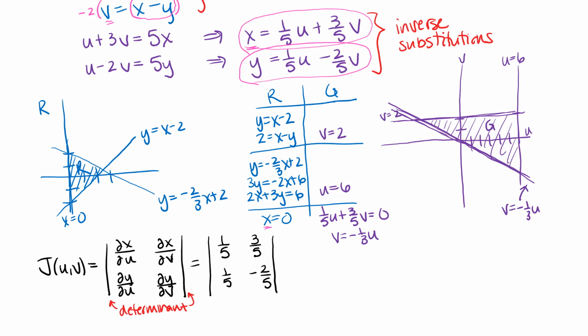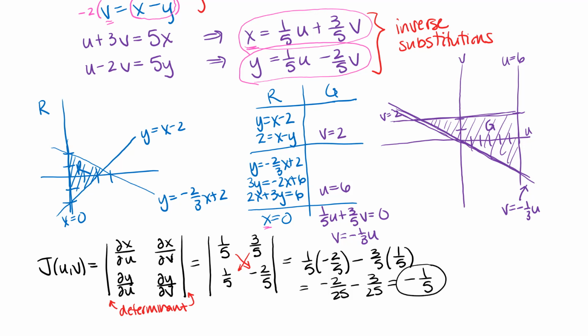And so I not only need to find this array, but I need to find the determinant of this matrix. And that's just the product on the main diagonal minus the product on the other diagonal. We've done determinants actually when we did cross products of vectors. All right, so 1/5 times negative 2/5 minus 3/5 times 1/5. I'll get negative 2/25 minus 3/25 is negative 5/25 or negative 1/5. All right, so I will need that when I do my integration.